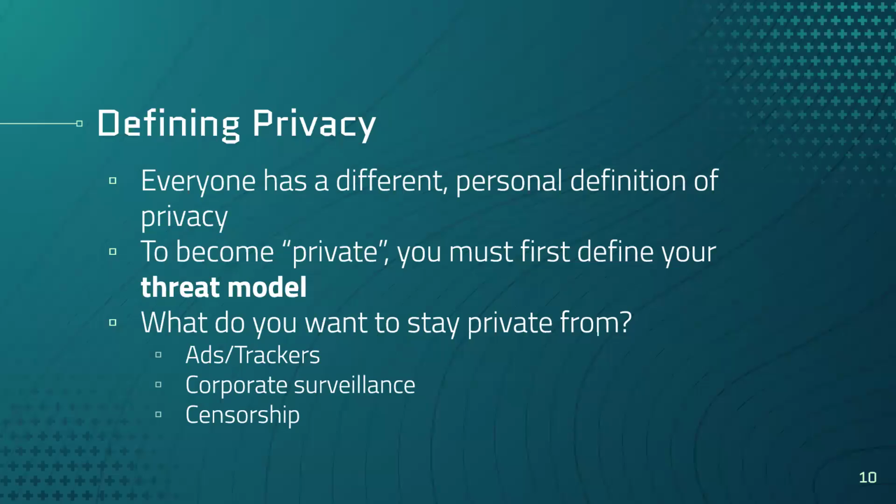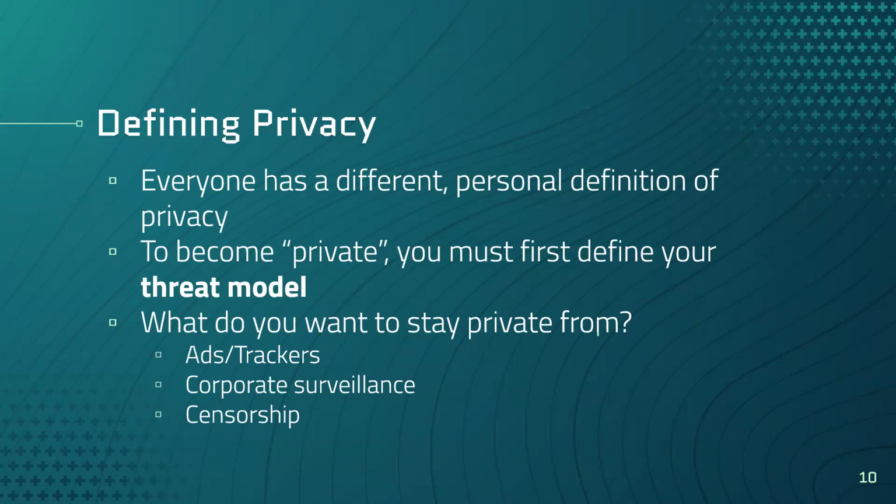So in general, one thing I like to say when I'm talking about digital privacy is everybody has a different personal definition of privacy. And in order to actually become private, first you have to realize what you're trying to become private from. This leads into a concept called threat modeling, which is very important for cybersecurity in general. You want to understand what you're defending against, what you're trying to become private from, in order to effectively implement controls to defend against that.